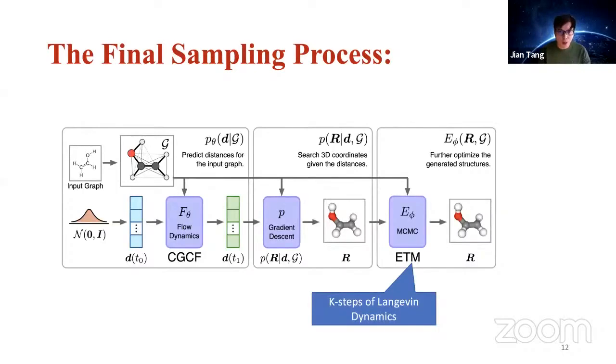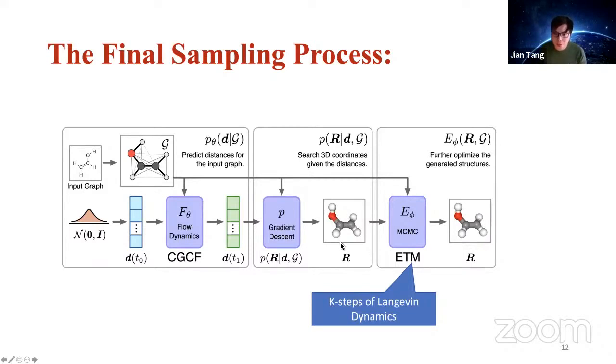And the final process of generating a conformation looks like this. We sample a random variable from a base distribution, and then after some continuous flow dynamics, we are able to generate the distances between the atoms on the molecular graph. Based on these distances and the molecular graph, we find a conformation which satisfies the distance constraints using a gradient descent method. So this part is also very efficient.